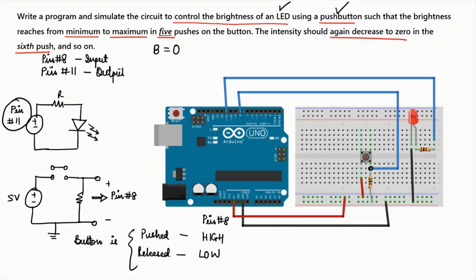And every time you notice that the button is pushed, this brightness should be increased by 51. You also need a condition that when this reaches 255, the moment this exceeds 255, you again set brightness as 0. So these kinds of conditions need to be incorporated in our code.